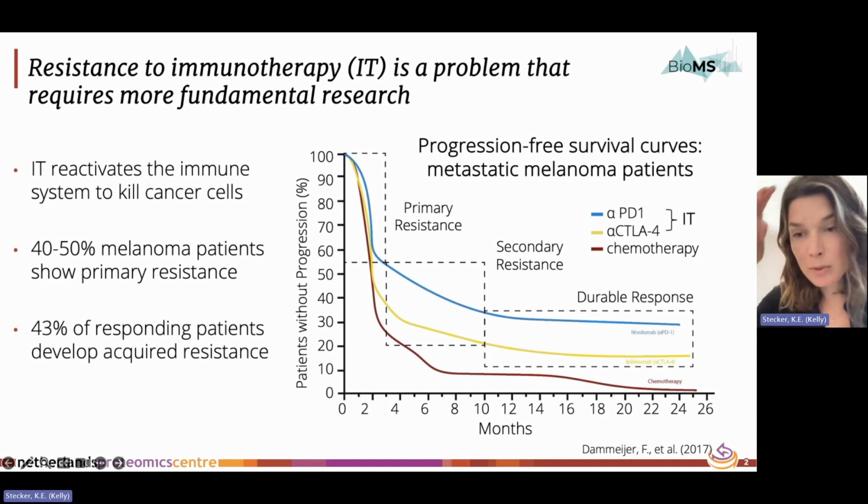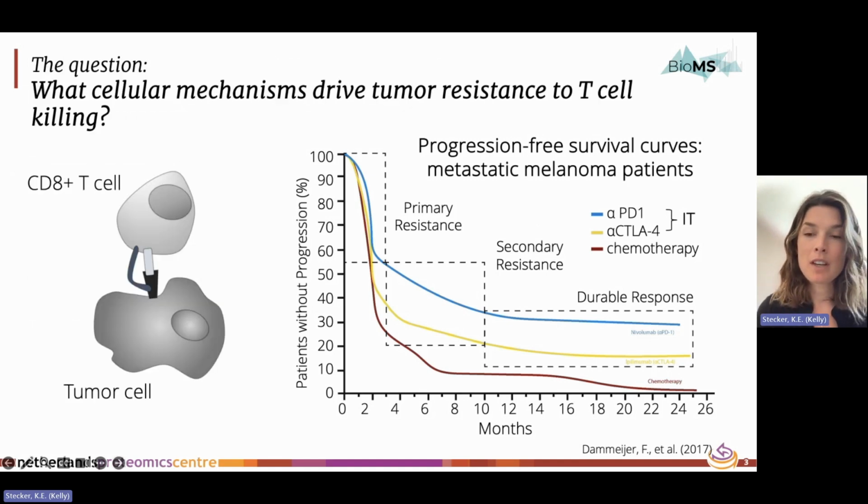So resistance to immunotherapy is a big problem in the clinic and requires a lot of primary research to figure out what's going on. There are many mechanisms driving tumor resistance, but some of them are tumor intrinsic. By studying what happens when a T cell encounters a tumor cell, we can start to elucidate what cellular mechanisms enable tumor resistance. Furthermore, we can identify druggable targets that can work in combination with existing immunotherapy to improve treatment efficacy. So that's really the goal.